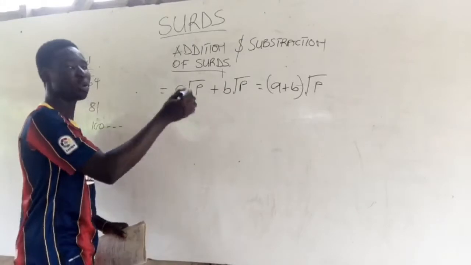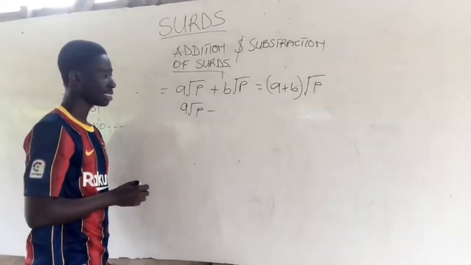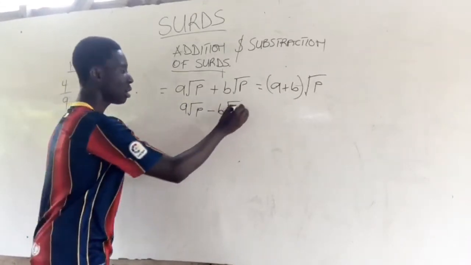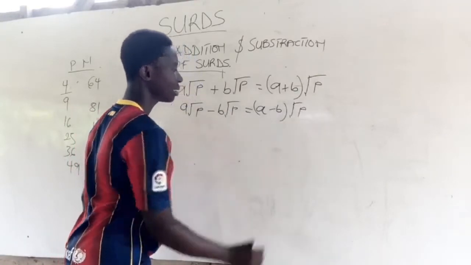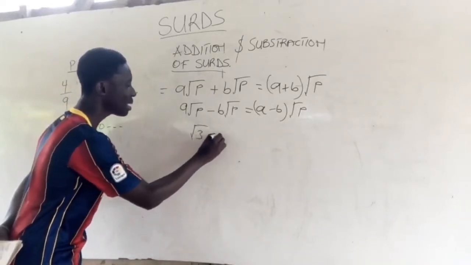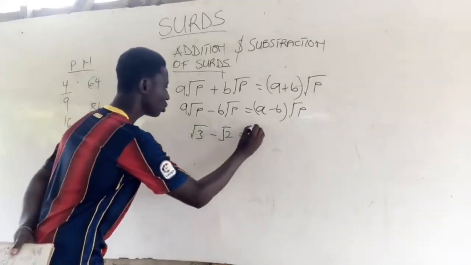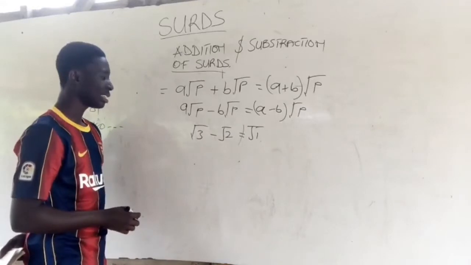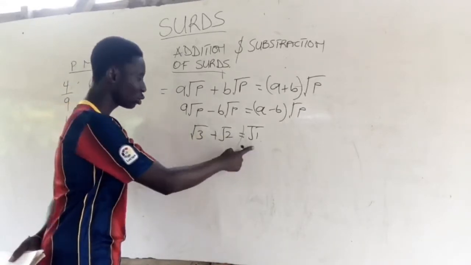And then we can also subtract A root P minus B root P, which we are going to get A minus B root P. But take note, root 3 minus root 2 is not equal to root 1. Never. It's not equal to that. Likewise, root 3 plus root 2 is not equal to root 5.